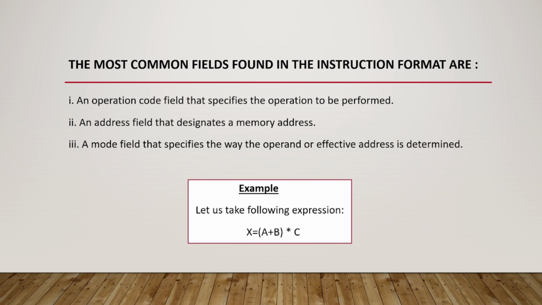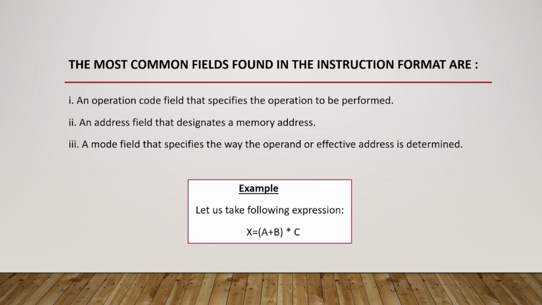The most common fields in instruction format are: Opcode field defines the operation to perform. Example, ADD, SUB, MOV, MUL. Address field tells the CPU where the operand data is stored.